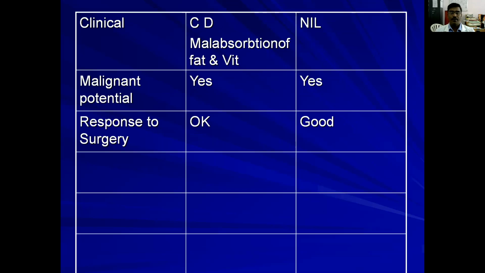Malabsorption of fat and vitamins is clinically seen in Crohn's disease. Both have malignant potential, but ulcerative colitis carries a higher risk. In response to surgery, ulcerative colitis has a good prognosis when compared to Crohn's disease.